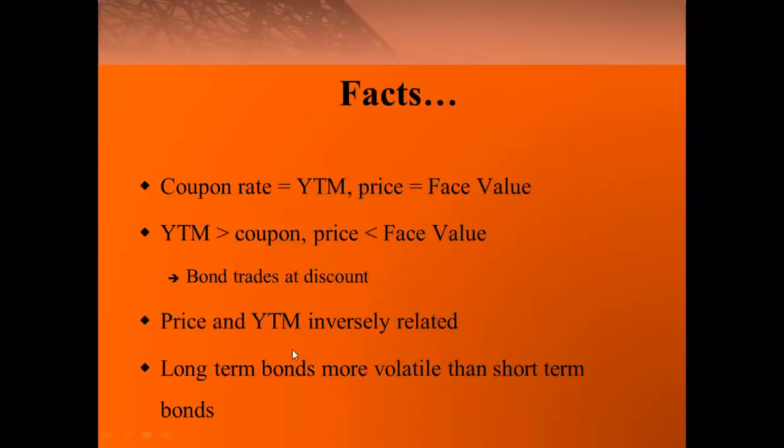The second thing is, if YTM increases and becomes greater than the coupon, the price will be less than the face value. In other words, we're saying that if the price is less than 1,000 for the previous bond, then the bond is trading at a discount to the face value. So all we can conclude is price and interest rates are inversely related. One goes up, the other goes down. The next thing is long-term bonds are more volatile than short-term bonds.